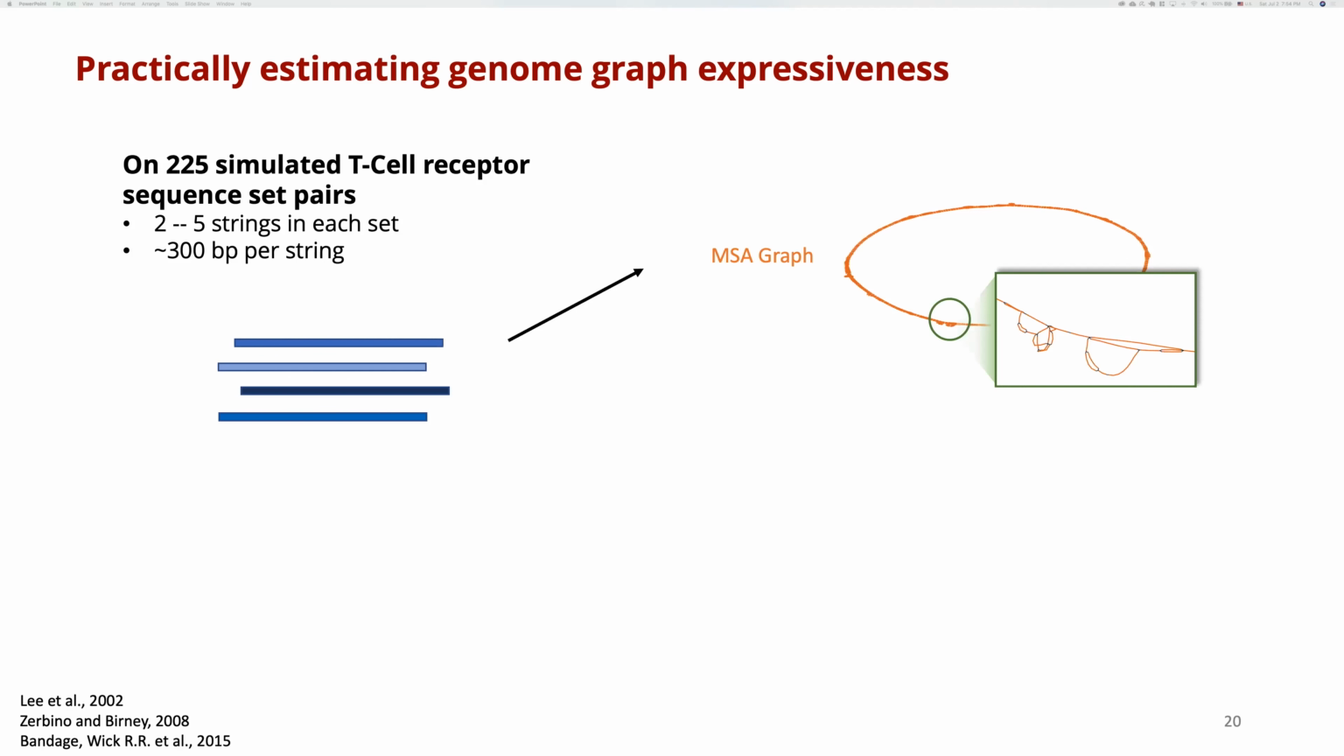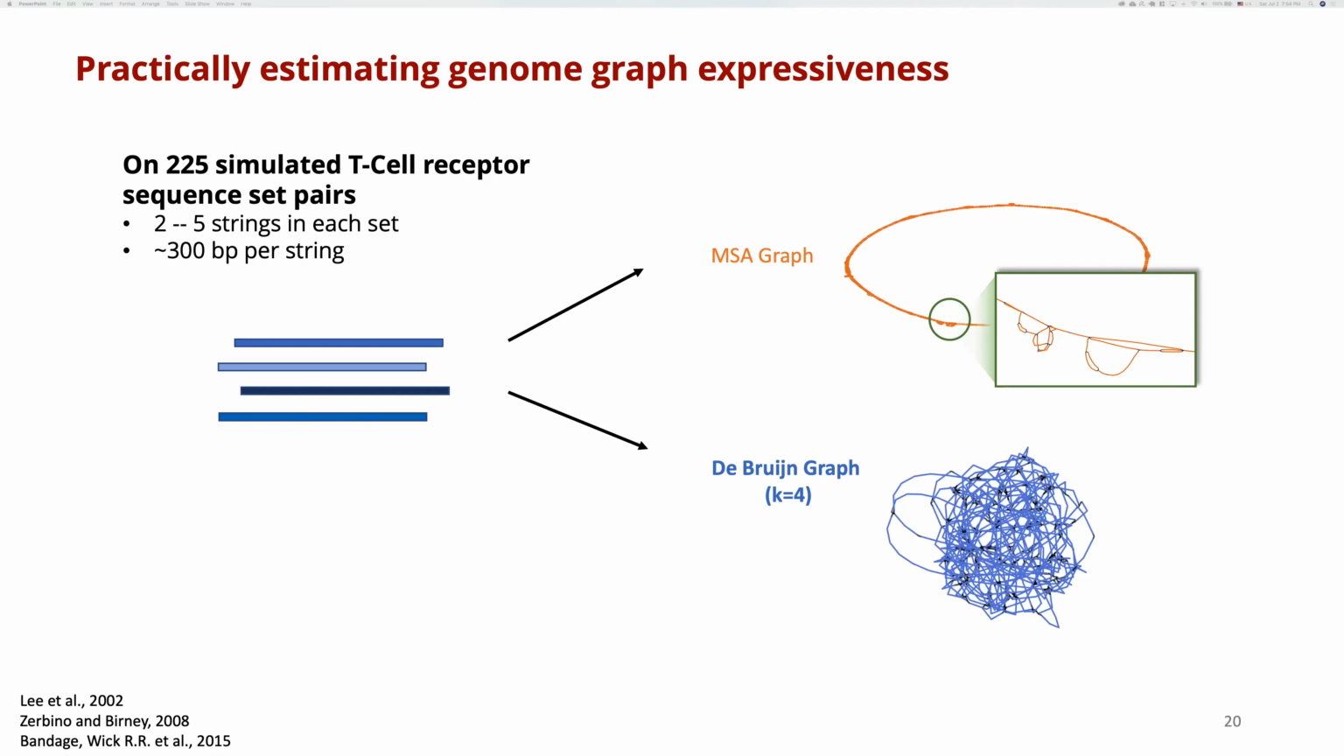There is the multiple sequence alignment graph that we saw earlier, and we also constructed the de Bruijn graphs based on each sequence set. The de Bruijn graph is commonly used as an assembly graph to reconstruct the complete genomes from sequencing reads. The two graphs visualized here are actually constructed based on the same set of sequences, and you can already see that the structures of these two graphs are very different.